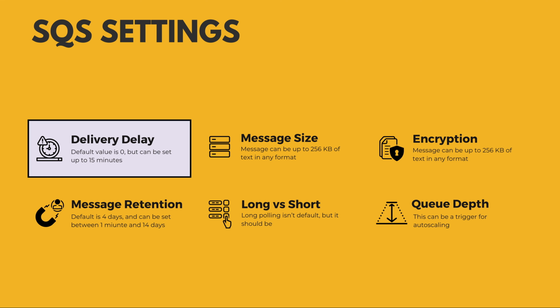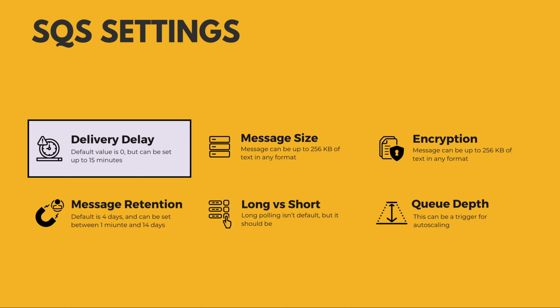While SQS is simple, as its name suggests, there are many settings to understand to ensure it functions correctly. The very first setting is the delivery delay. Now, the default value for delivery delay is 0, but it can be set up to 15 minutes. The delivery delay does exactly what it sounds like. When a message is written to the queue, if the delay is set to something other than 0, the queue hides the message for the specified time before making it available to the backend instance.